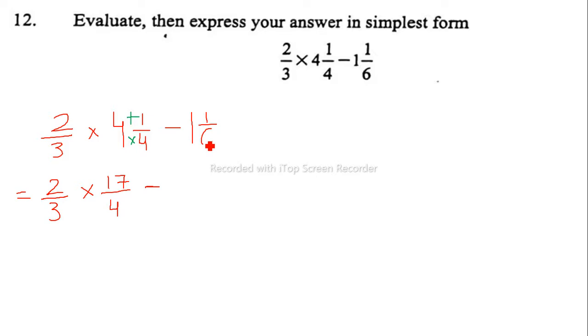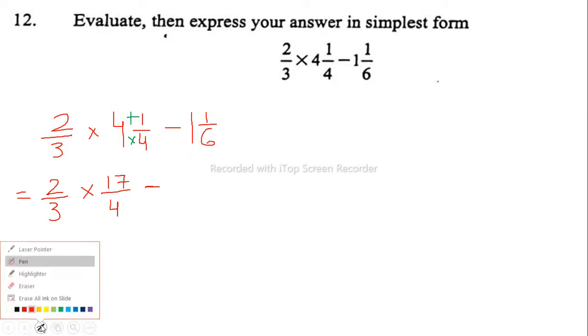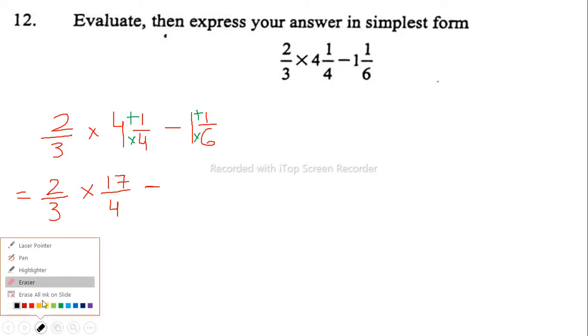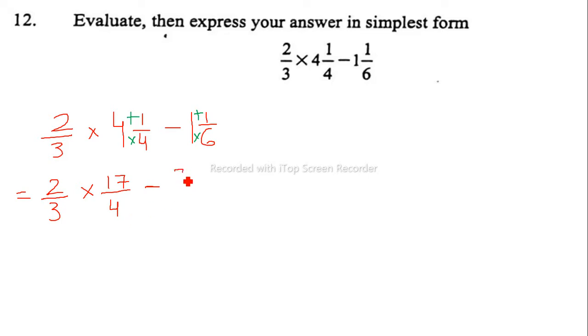Minus, we can also change this into an improper fraction. What do we get? 7 over 6. Well, 1 times 6 is 6, plus 1 is 7. So that's 7 over 6. Again, that's 7 over 6. It's going to be equal to, right?